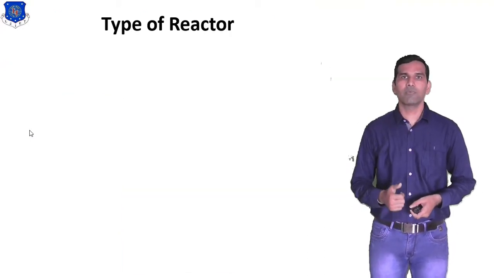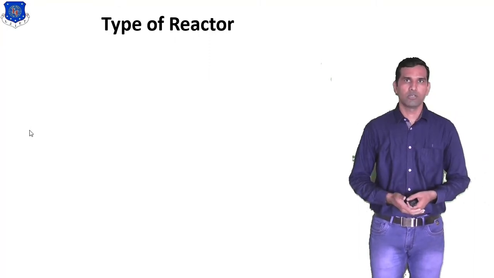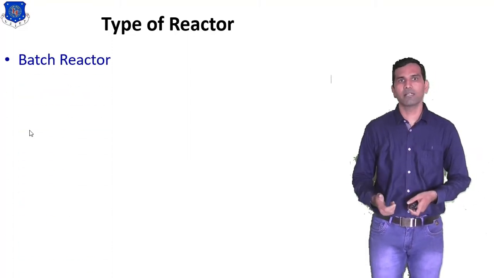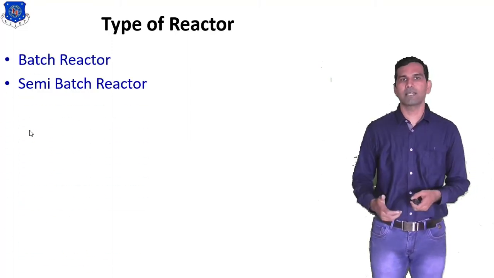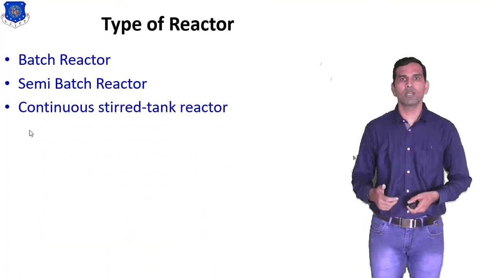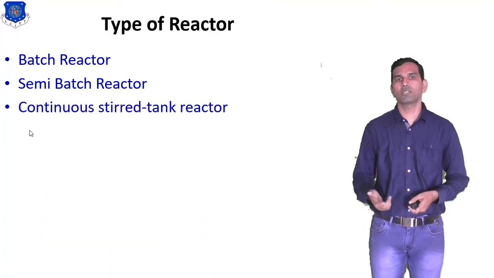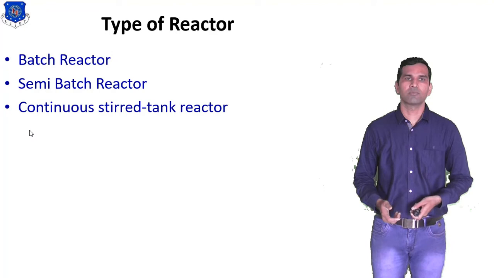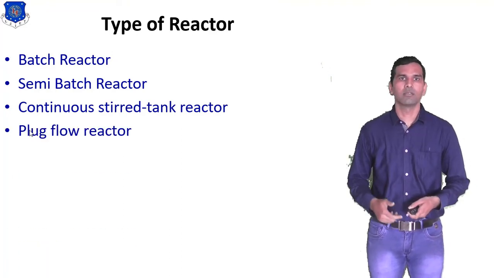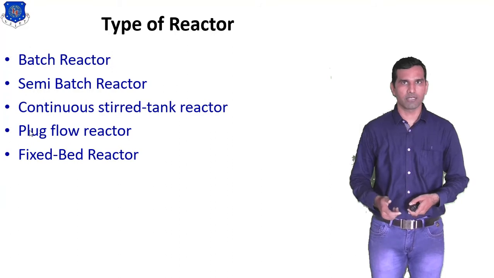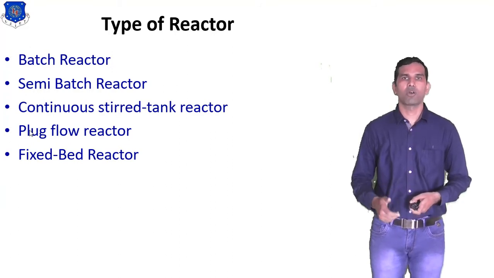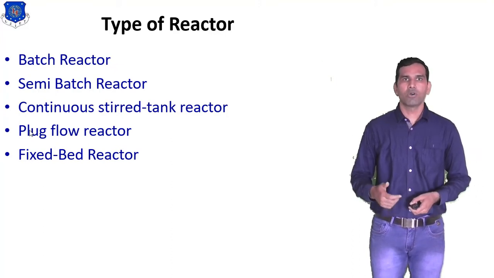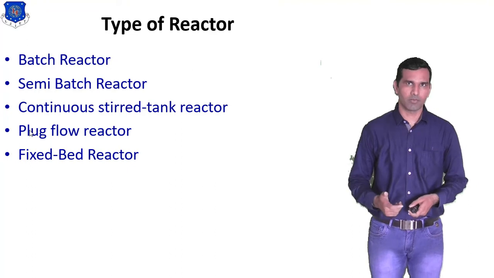Now in this lecture we discuss the types of reactor. There are different types of reactor. First one is batch reactor, second one is semi-batch reactor, third one is continuous stirred tank reactor, or CSTR, that we already know. Next one is plug flow reactor, then next is mixed bed reactor. So these are the different types of reactor. Now we start one by one and understand. First we start with the batch reactor.